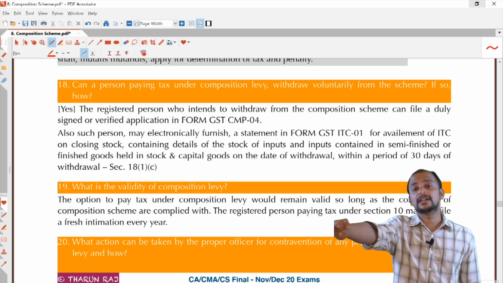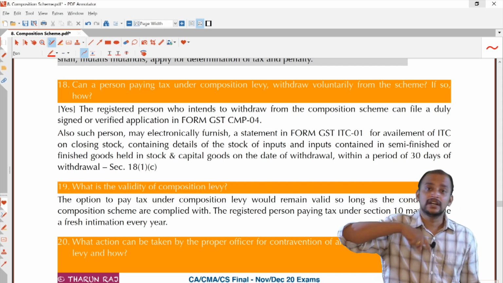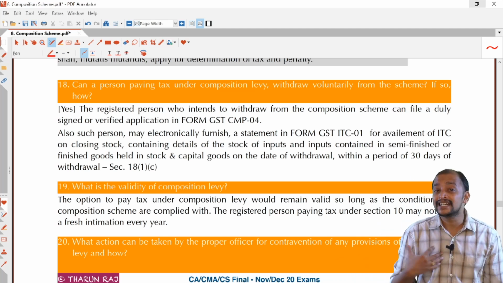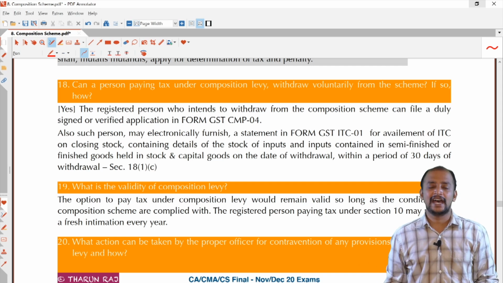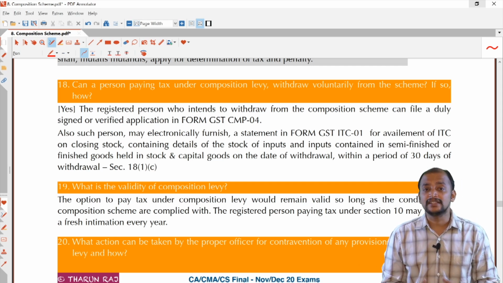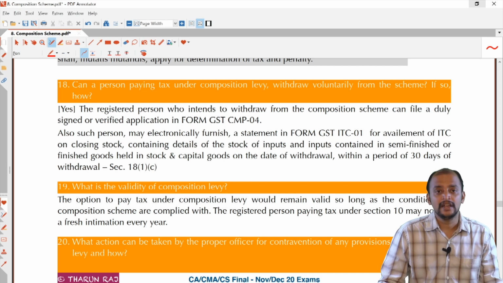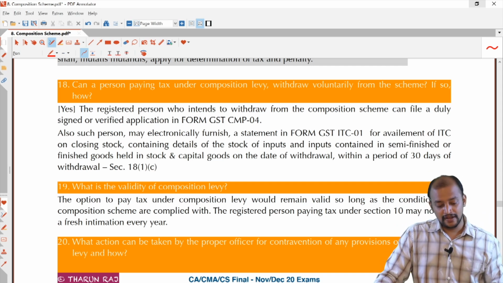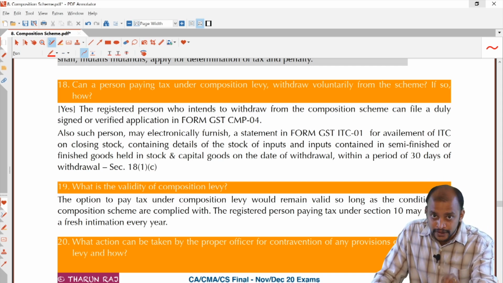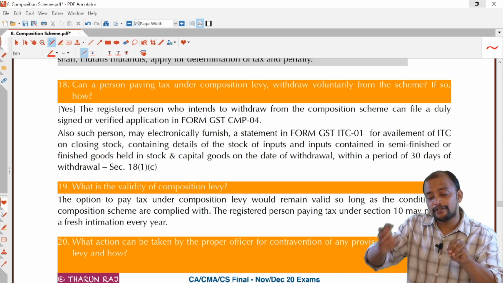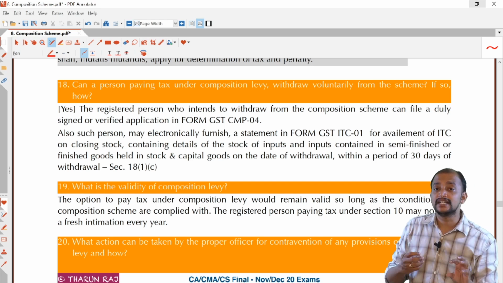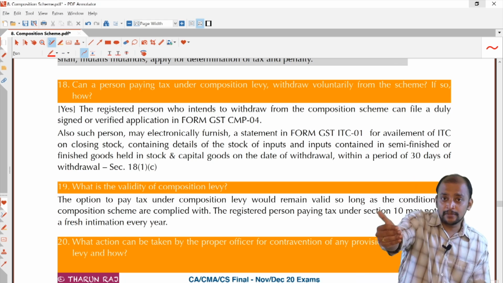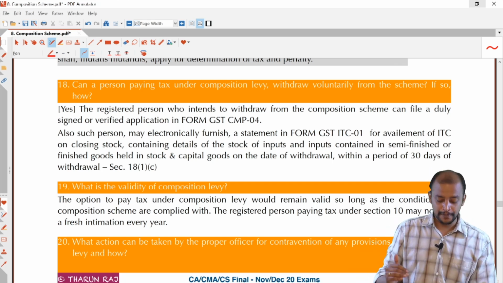So whenever I breach the condition, I can come out of the composition scheme and go into the normal scheme. That is known as voluntary withdrawal, and for that I need to file CMP 04, form number, remember. For application into the composition scheme, it is CMP 02. For entering into the composition scheme, it is CMP 02. For coming out of the composition scheme, it is CMP 04.